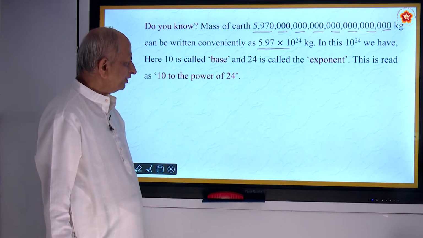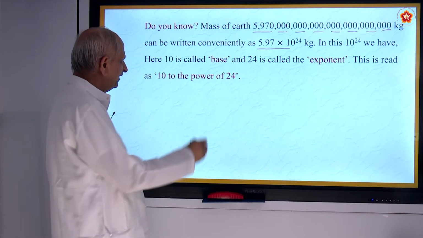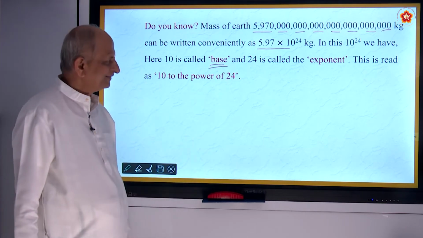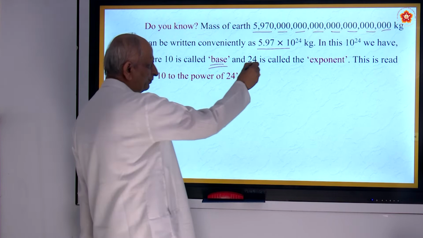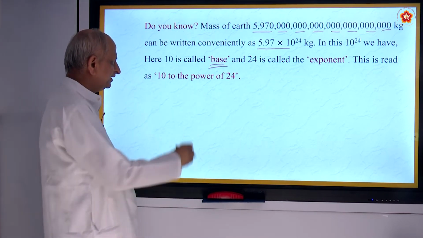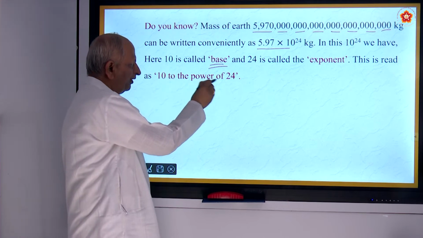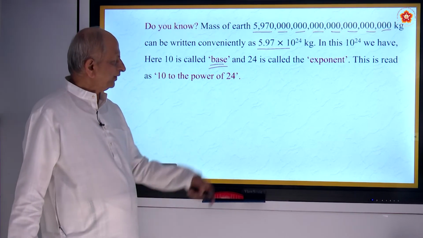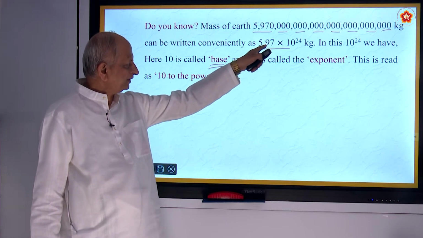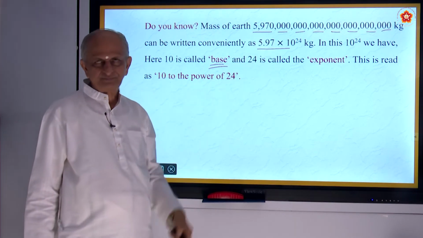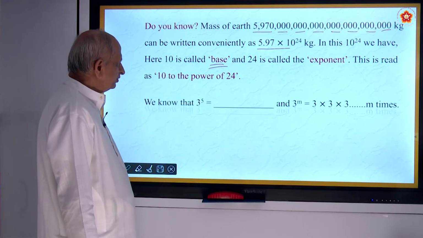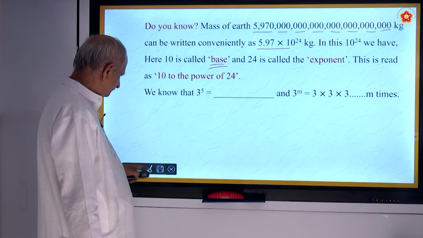In this 10 to the power of 24, 10 is called the base, we already studied in the previous class, and 24 is called the exponent, or what we call the power. So it can be read as 10 to the power of 24. 5.97 into 10 to the power of 24 means it is followed by 24 digits after 5. So that is the way of writing things.